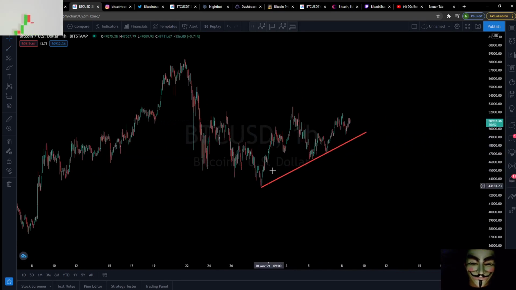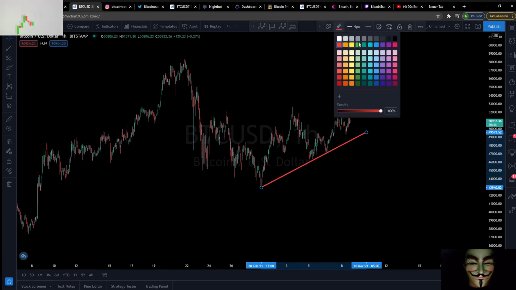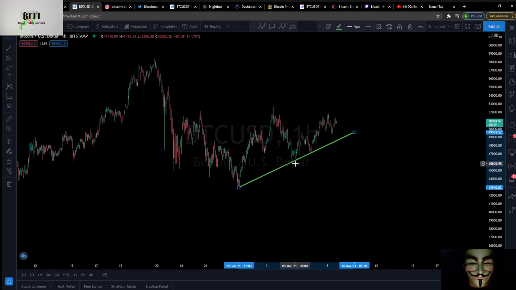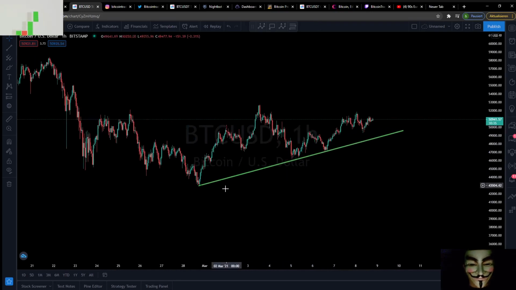So guys, we have now a line, and as I told you, if it is going to the upside, it's always green, it's bullish. If it's going down to the downside, it's always red. And here for this short term, you know, every candle is 1 hour.